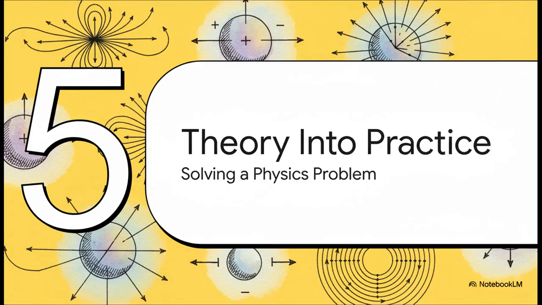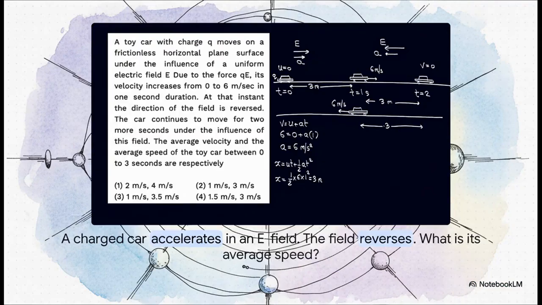So, you might be thinking, what's the point of all this theory? Well, let's put it into practice. It's one thing to know the formulas, but it's another thing entirely to see how they can actually predict how things move in the real world. So, let's take a look at this problem. We've got a little toy car that has some electric charge, and it's on a surface with no friction. For 1 second, a uniform electric field pushes it, and it speeds up from a dead stop to 6 meters per second. Then, in an instant, the field completely reverses direction. So the question is, what is the car's average speed over the entire 3-second trip?